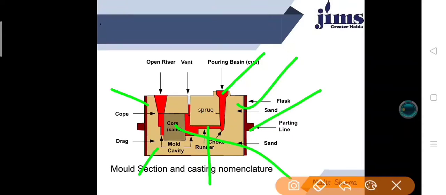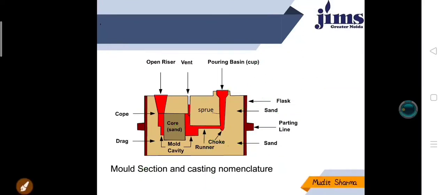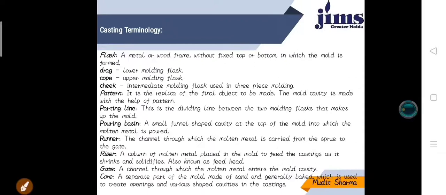Core is a separate part of the mold made of sand and generally baked, which is used to create openings and various shaped cavities in the casting. Okay, so I hope I cleared each and everything which is related to the casting terminology. Now you can read from this PPT what are the common terms we use in casting.